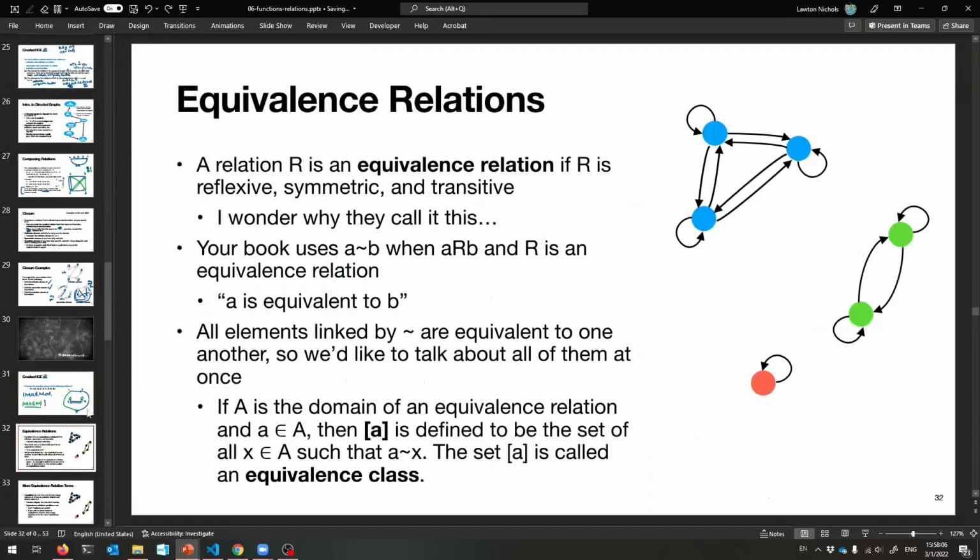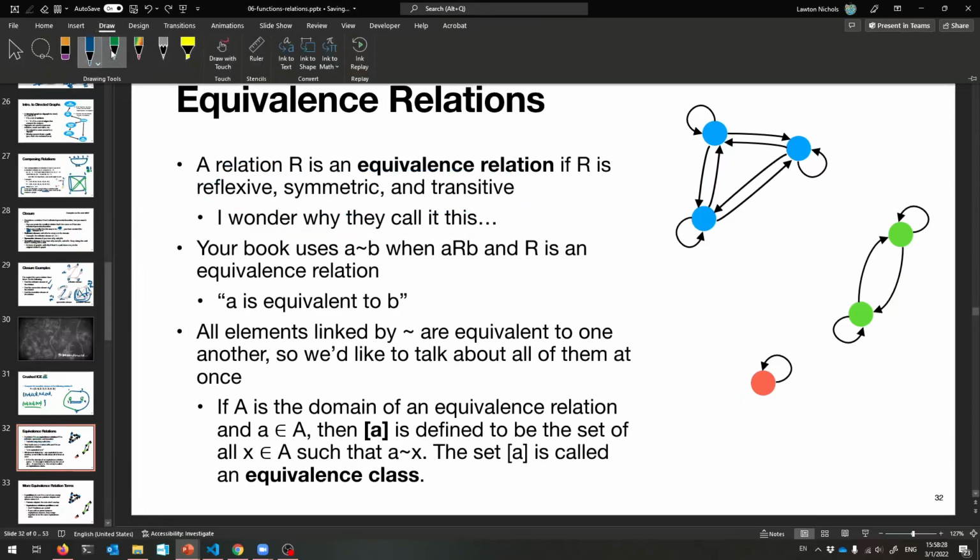But I want to move on now to something very important called an equivalence relation. Okay? We say that a relation R, if it's so cool as to be reflexive, symmetric, and transitive at the same time, we call that an equivalence relation. Okay? And there's a very good reason why we say this. Why does this mean that the relationship is an equivalence? Like two elements, if they're related, are equivalent to each other.